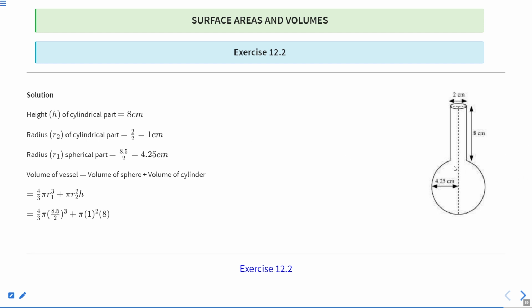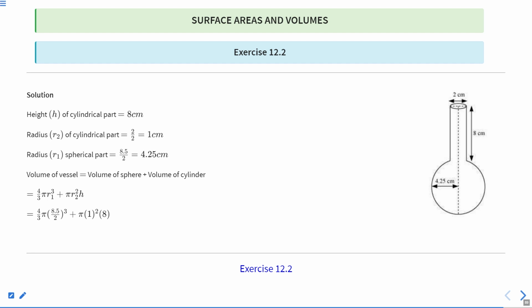So this is the figure where this is the spherical part, and this is the cylindrical part. So height of the cylindrical part is given to us, 8 centimeter, and radius r2 of the cylindrical part is 2/2, that is equal to 1 centimeter. Okay, and radius r1 of the spherical part is equal to 8.5/2, this is equal to 4.25 centimeter. And now we need to find the volume of the vessel, that is actually equal to volume of sphere plus volume of cylinder. Okay, so if we add volume of sphere and volume of cylinder, then we will get volume of vessel.